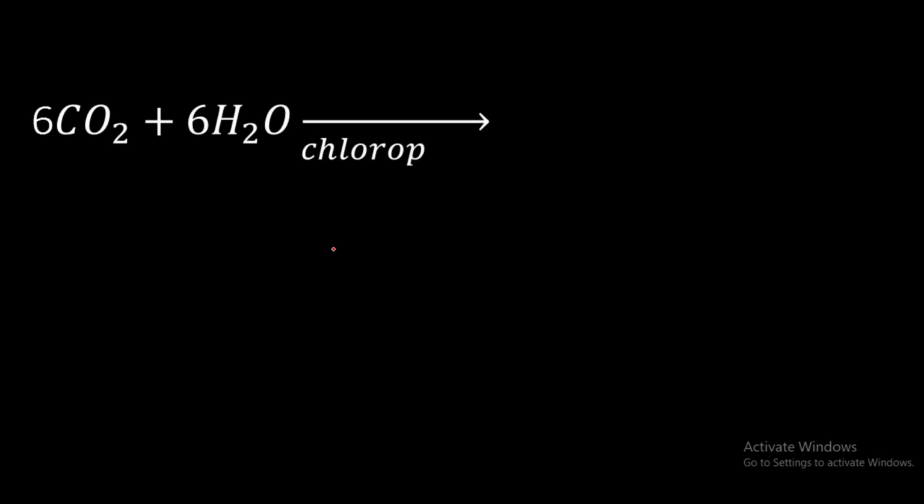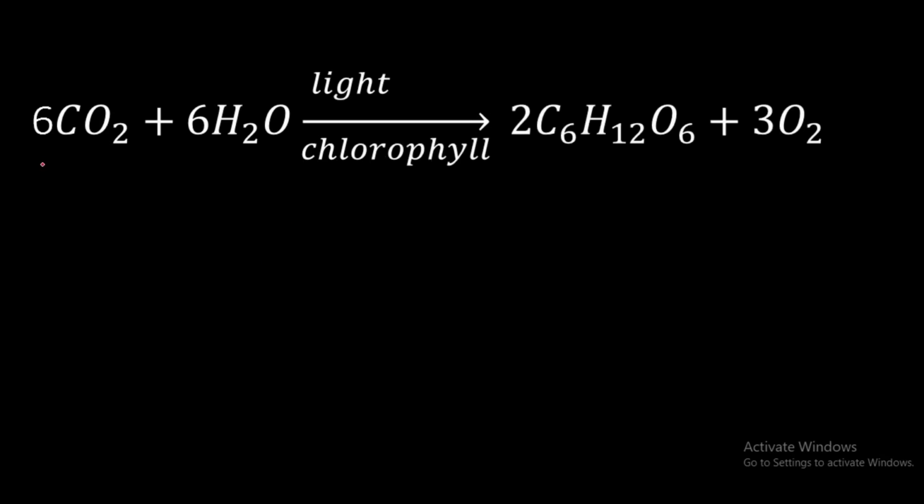This is the general equation for photosynthesis. In the light-dependent stage of photosynthesis, we saw that there is photolysis of water. Only water is used in the light-dependent stage, and carbon dioxide is fixed during the light-independent stage, with the help of the products of the light-dependent stage, that is ATP and NADPH.